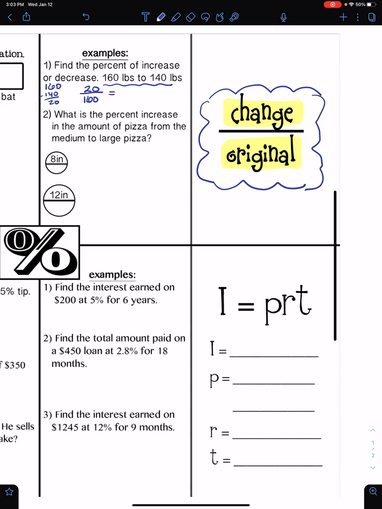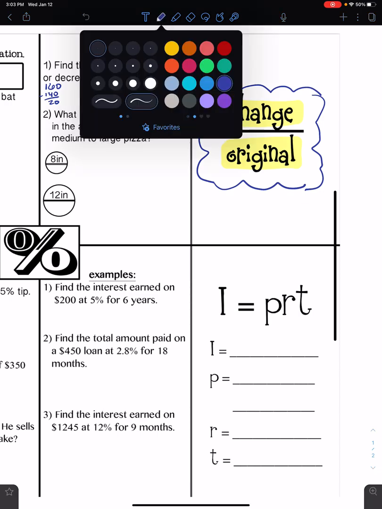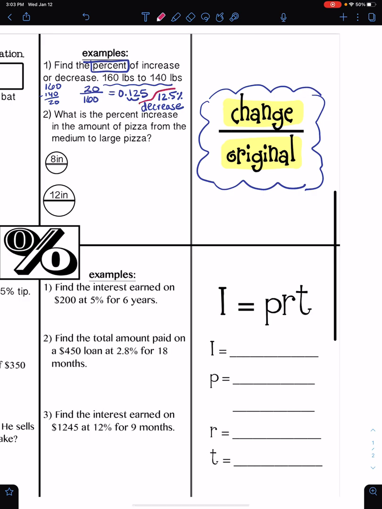And for this, 20 divided by 160 is like 1/8. So that's 0.125. But we are looking for a percent, so we want to change that decimal into a percent. We do that by multiplying it by 100 or moving the decimal 2 places to the right. So that weight changed by 12.5%. And since it says to find the percent of increase or decrease, we're going to write decrease. We know that the number decreased if it got smaller, right? That's a no-brainer. And it increased if it got bigger. So that would be the answer to that question.